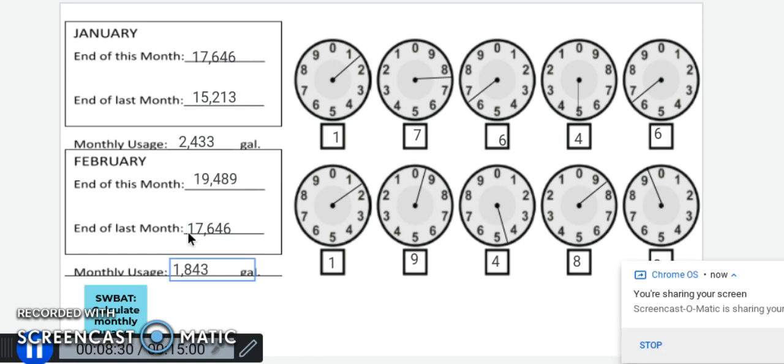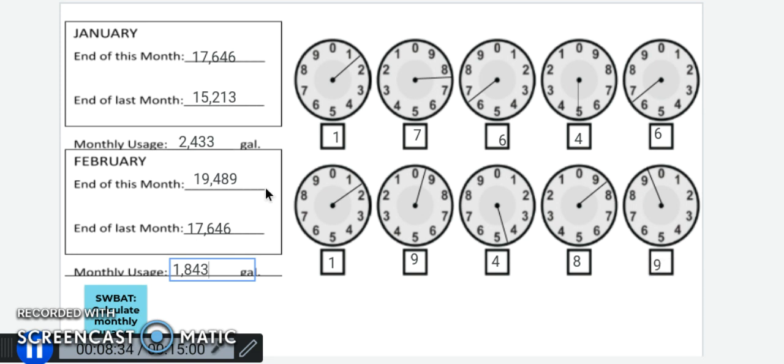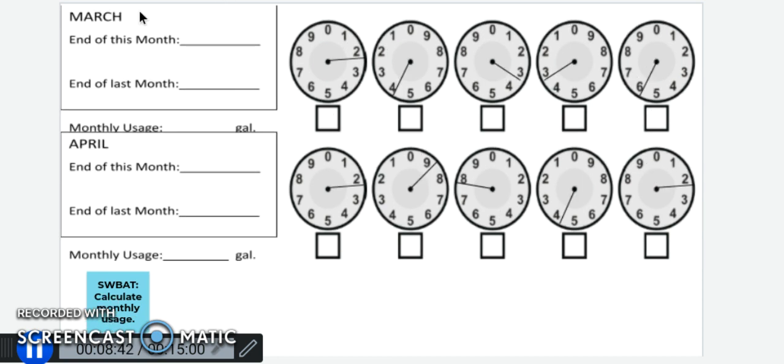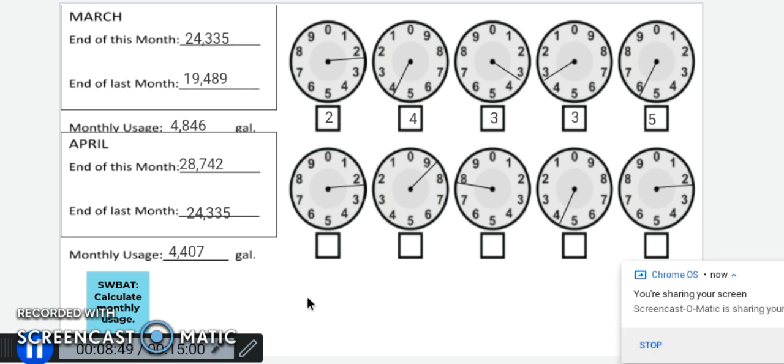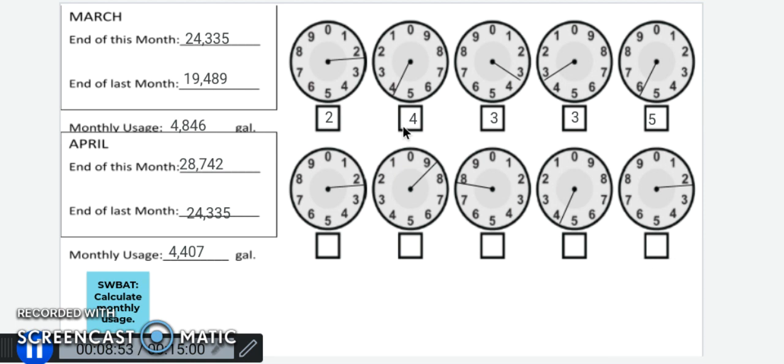We are going to use those monthly usage numbers to now calculate the monthly cost. So the monthly cost of utilities is determined by how much of a particular resource is used. For this reason, utilities bills tend to change in price from month to month. Using the data we just found, calculate the monthly water bills if each gallon costs 5 cents. So we're going to get our gallons of water used from our last couple slides.